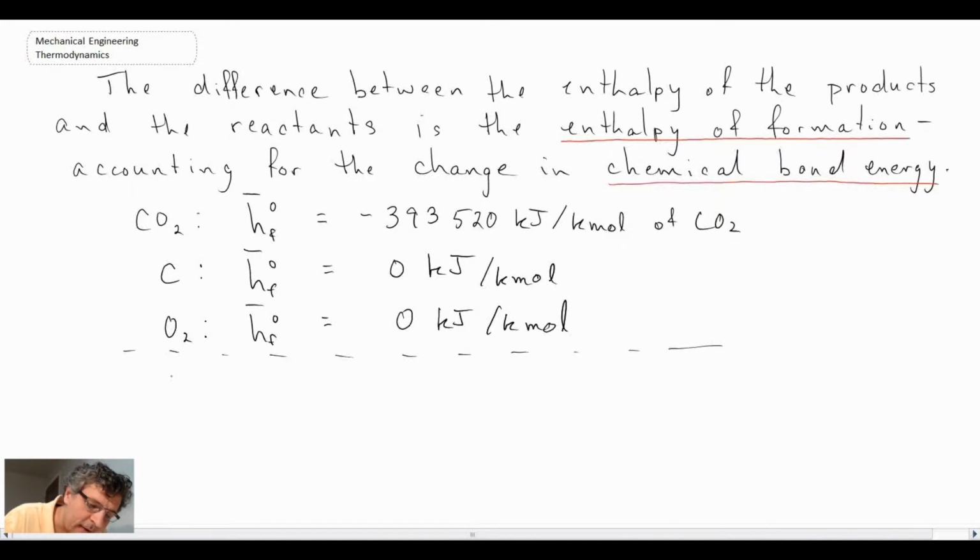Now if you look in the table, you'll also find for diatomic nitrogen and hydrogen the same thing, where their heat or enthalpy of formation for both of those is also going to be 0 kilojoules per kilomole.